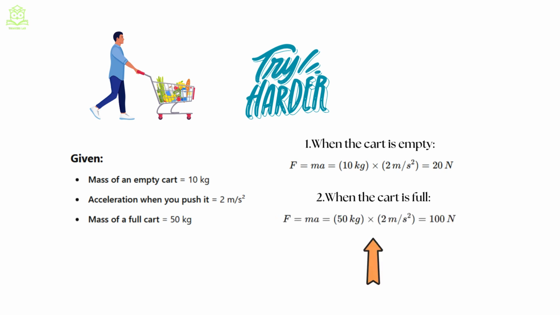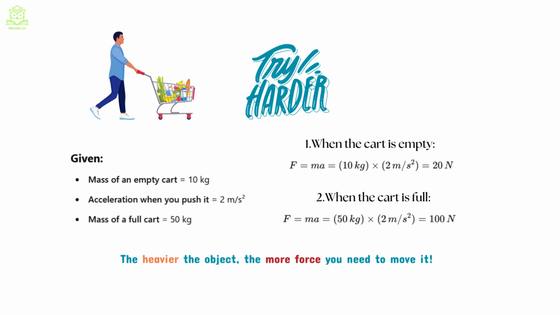Step 2. When the cart is full, we again use the same formula, F = m × a. Now substitute the values. F = 50 kg × 2 m/s². F = 100 newtons. Now you need 100 newtons of force. That is 5 times more force. The heavier the object, the more force you need to move it.